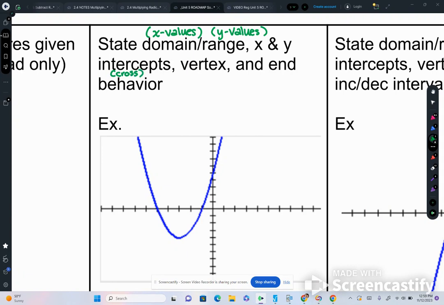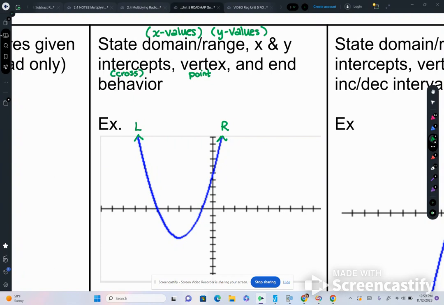Your vertex is that change of direction spot. It's going to be a point where the direction changes, and we'll look at that a little bit more. And then you've got your end behavior. So what happens at the endpoints? You have your left side, what happens, and you have your right side. You're just looking to see, is it going up? Is it going down? Is it staying constant?